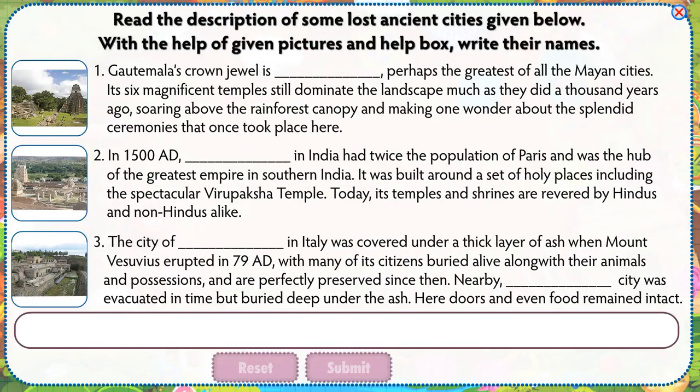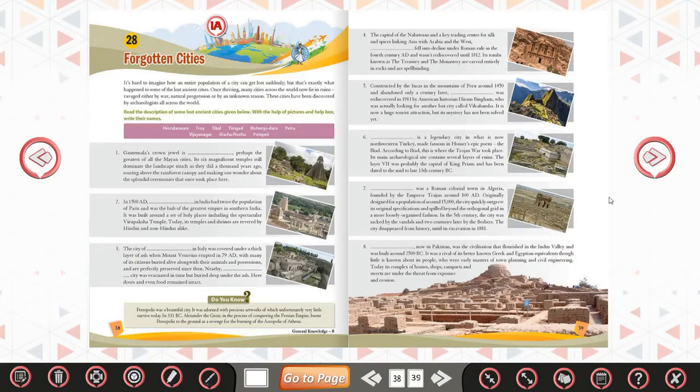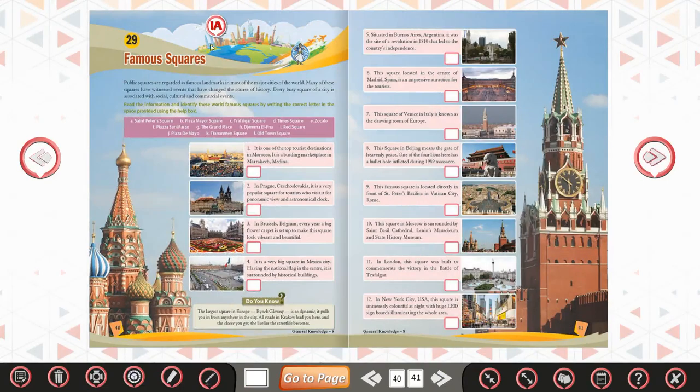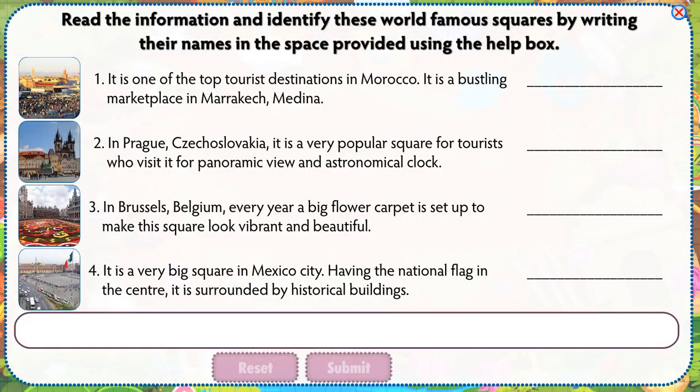Read the description of some lost ancient cities given below. With the help of given pictures and help box, write their names. Read the information and identify these world-famous squares by writing their names in the space provided using the help box.